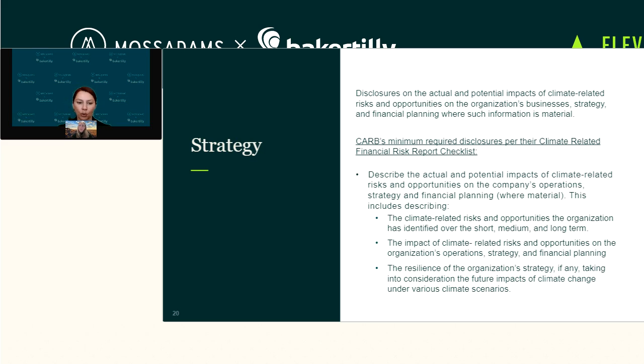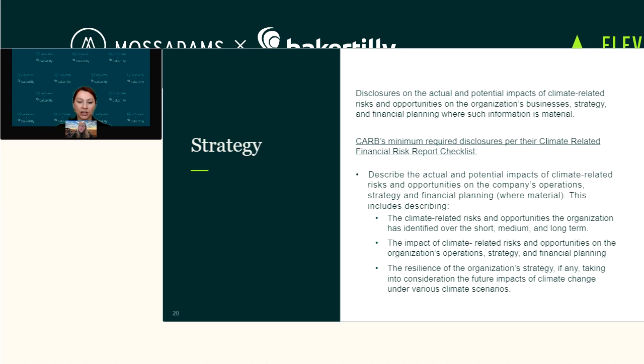Moving to that second sub-bullet point, you are encouraged to disclose the impact of climate-related risks and opportunities on the organization's operations, strategy, and financial planning. So essentially, organizations should describe how climate-related issues serve as an input to their financial planning process, those time periods used, and how these risks and opportunities are prioritized. And then next we have that third sub-bullet point, which includes the resilience of the organization's strategy, if any, taking into consideration the future impacts of climate change under various climate scenarios.